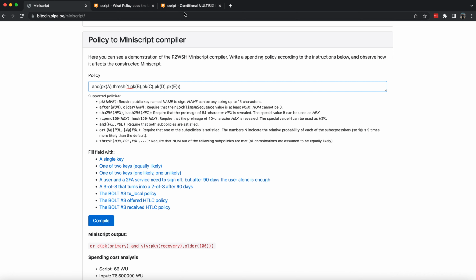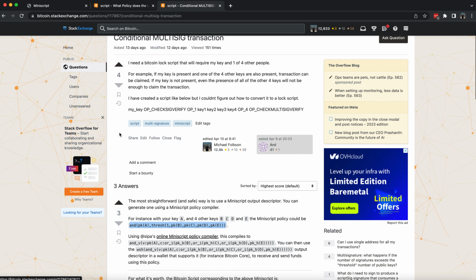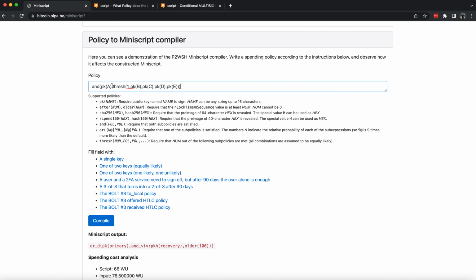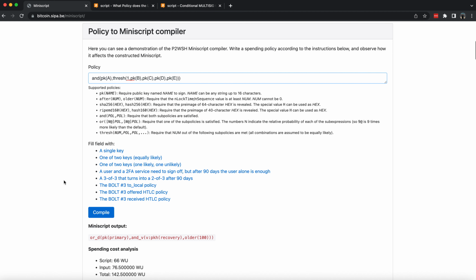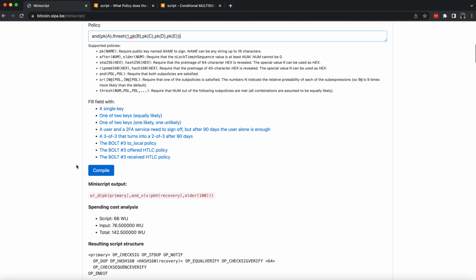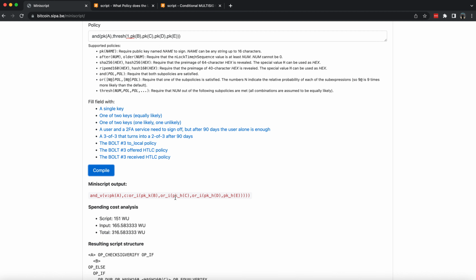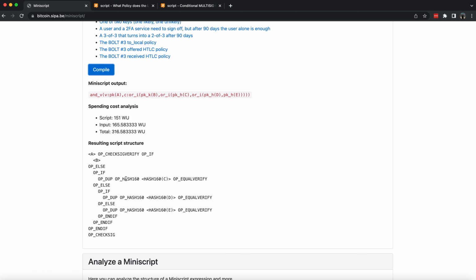And so it does what they requested on Bitcoin Stack Exchange, because their public key is A, so you always have to have a signature associated with public key A, otherwise the funds can't move, and then you just need one of the other 4 public keys that are present. So we've copied and pasted that policy in, you press compile, generates the Miniscript, and generates the ultimate script that gets encoded into the address that gets revealed if funds are ever removed from that address.